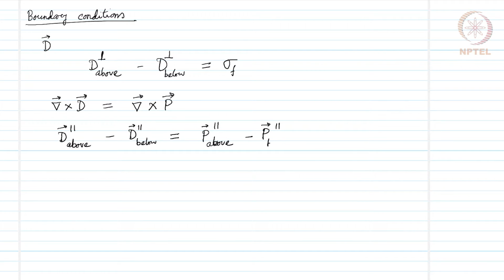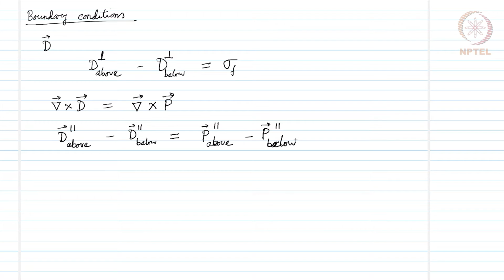The difference between the parallel component of the polarization above and below is the difference between the parallel component of the D field, the displacement vector, above and below the surface. And in the presence of dielectrics, these are sometimes more useful than the corresponding boundary conditions on electric field that we have written down earlier, and that holds good even in the presence of a dielectric material.